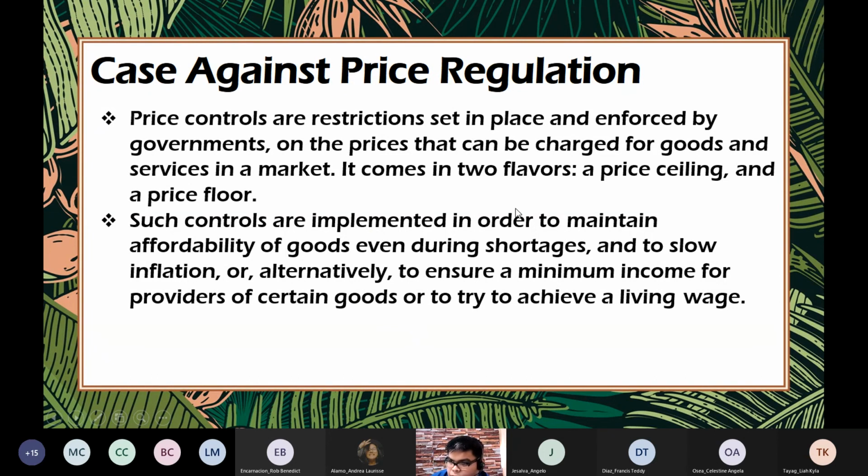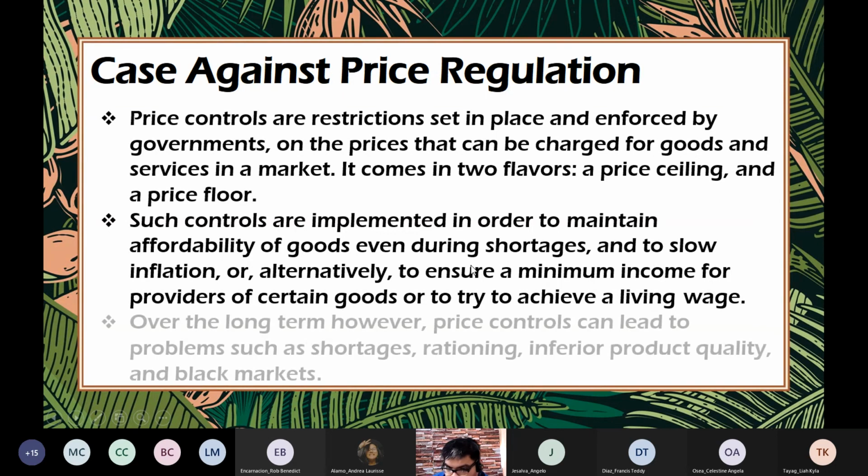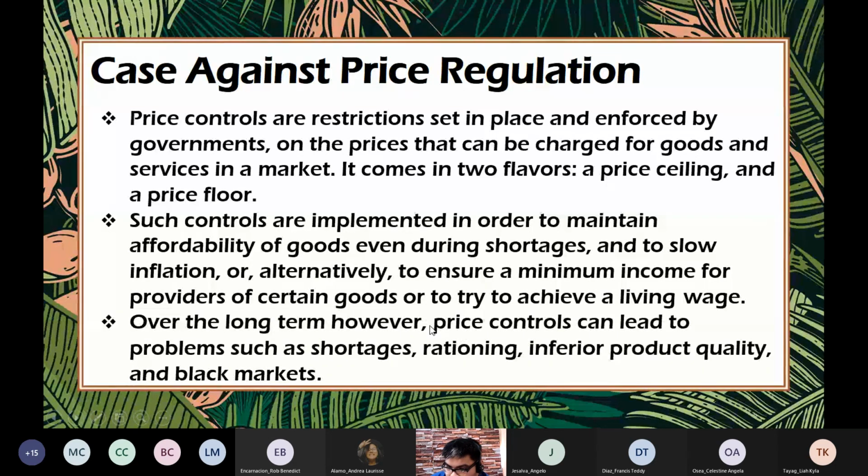Kasi pag bumagyo, walang supply, nauubos yung supply mo, yung demand mo remain constant. So minsan ang ginagawa ng mga merchants, tinataasan nila yung presyo ng item para lang makabawi sila or in other cases, para kumita sila. Over the long time, however, price controls can lead to problems such as shortages. Yun nga, no? Hindi nagre-replenish yung supply mo, so nababawasan yung items mo.